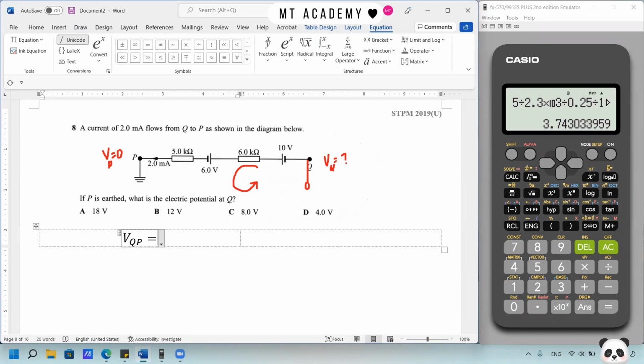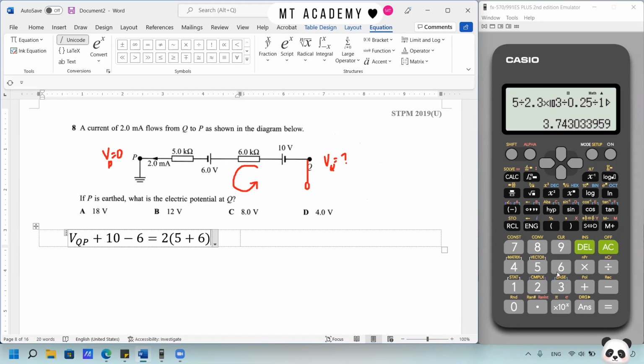And it is, according to the conventional current flow, so we have negative 10 plus 6 volt. Since the loop is flowing out from the positive terminal of the 10 volt and it's flowing out from the negative terminal of the 6 volt, it is negative, and equal to the current 2 milliampere multiply the total resistance 5 plus 6 kilo ohm. So milli and kilo will be cancelled out.